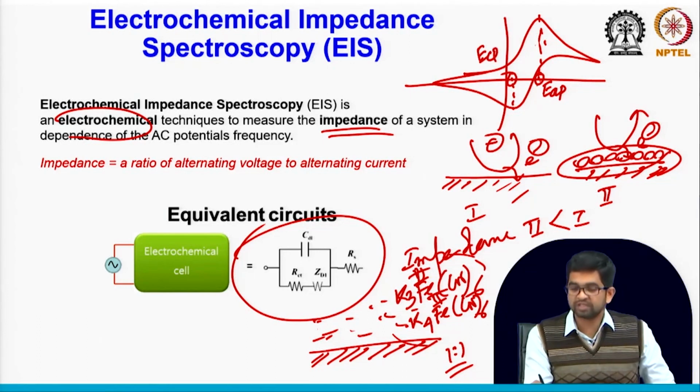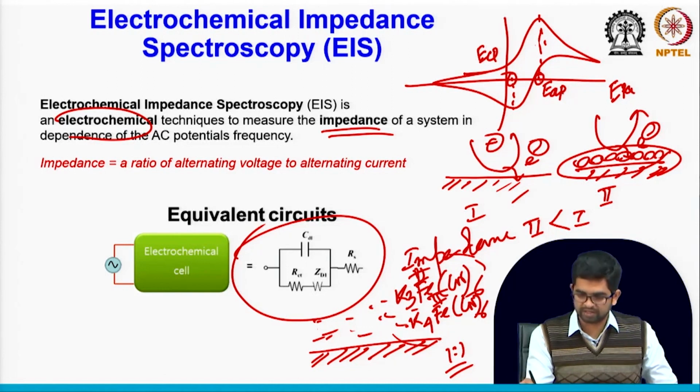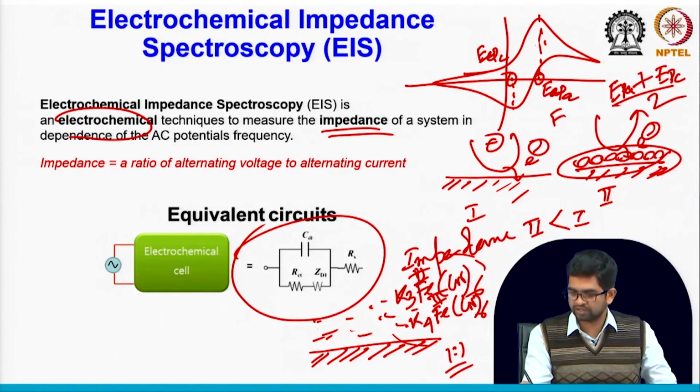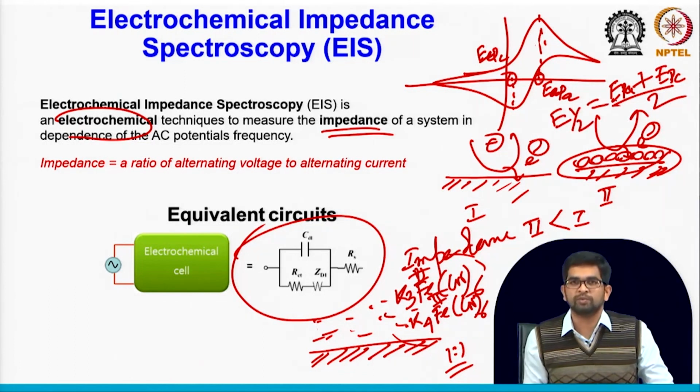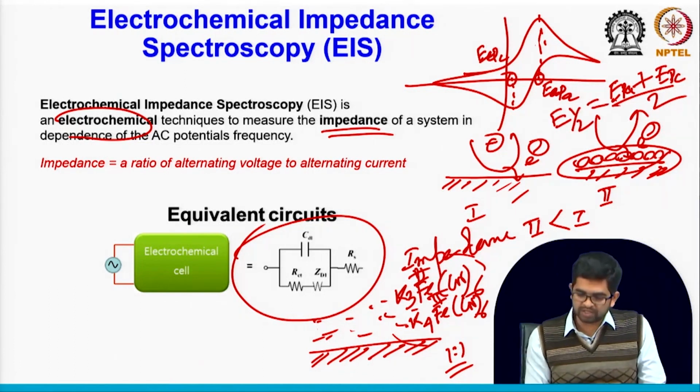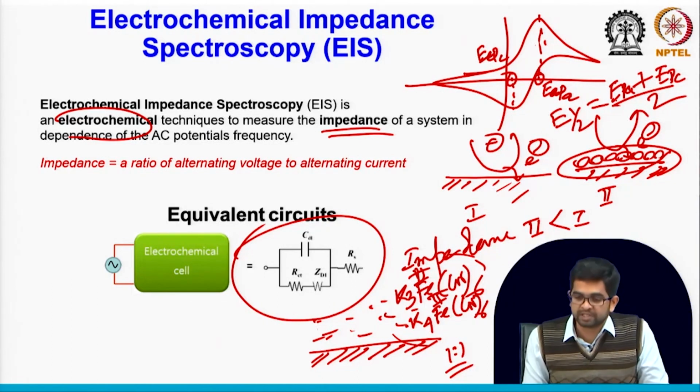Then the formal potential will be EP of the oxidation, which we can mention as EPA, and this one will be EPC. So, EPA plus EPC divided by 2. This is the E half, or formal potential. This potential is mainly what we will apply for the impedance spectroscopy.